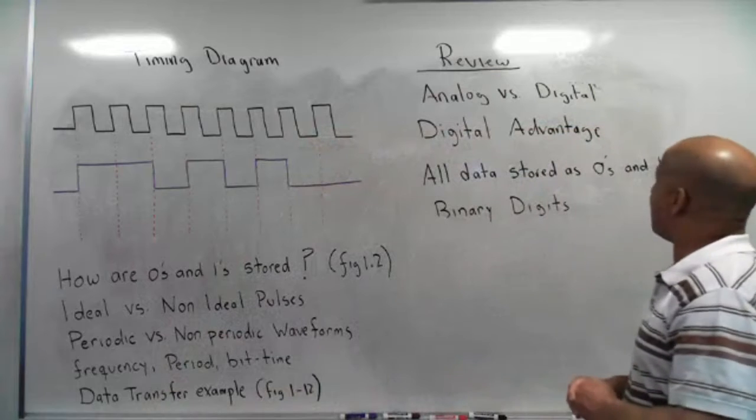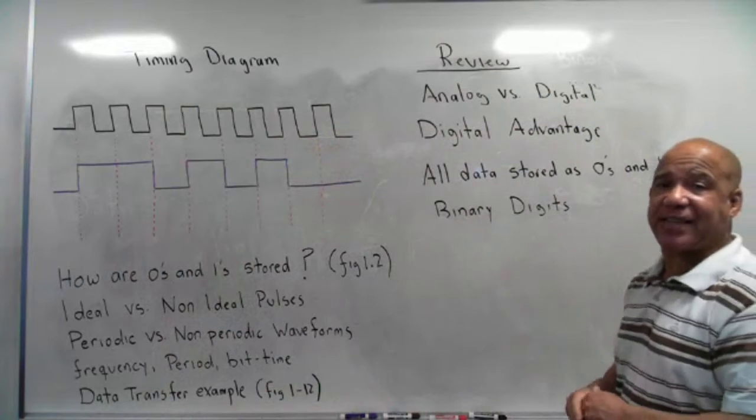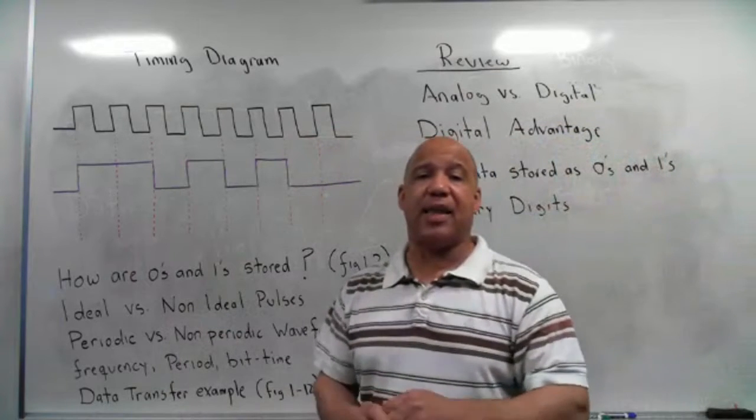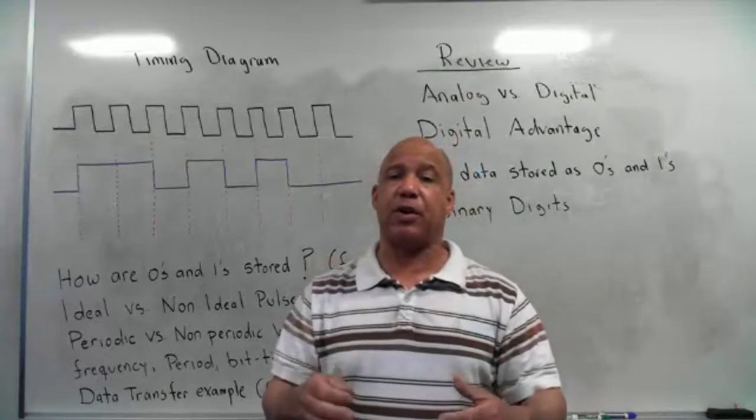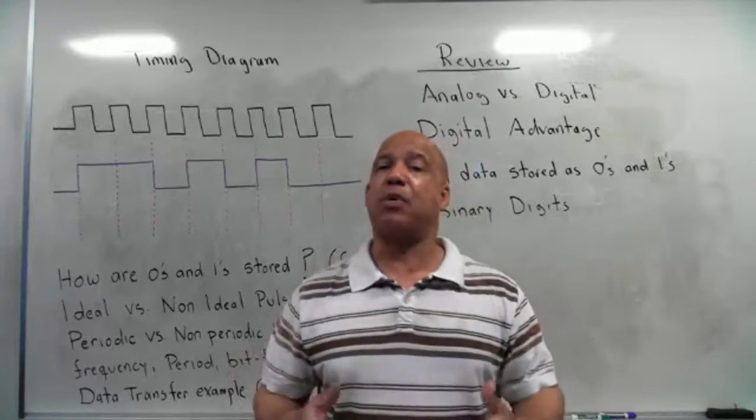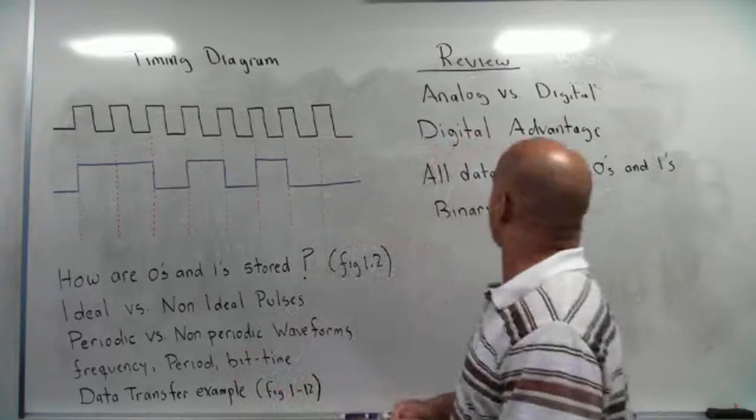And so we talked about digitizing, the fact that you take an analog signal, and then we sample points on the signal, and then we represent each one of those points with a series of zeros or ones. And that's what we mean by digitizing.